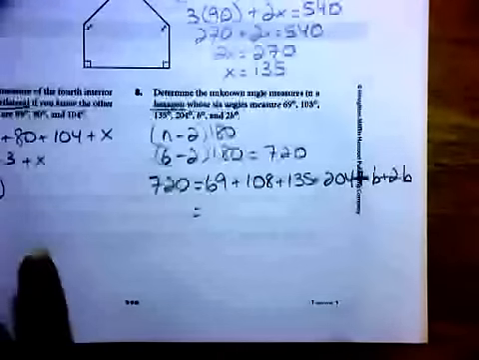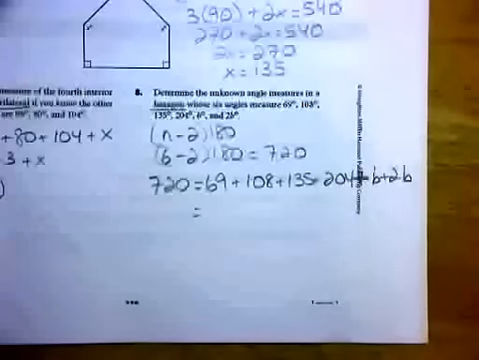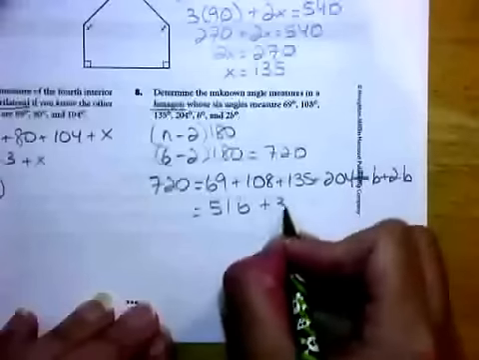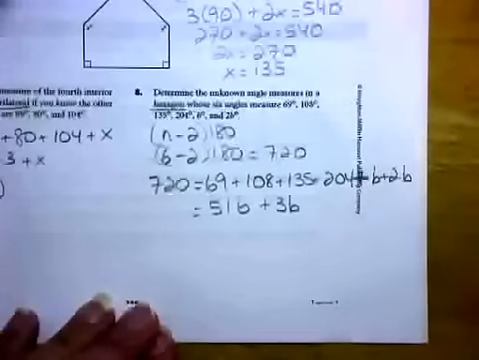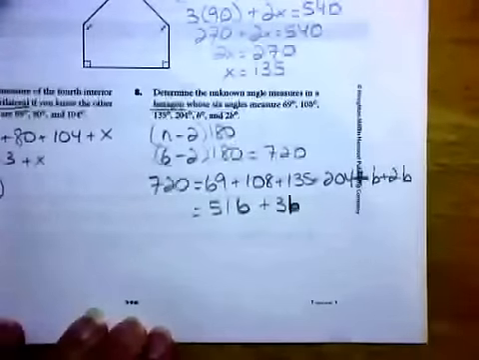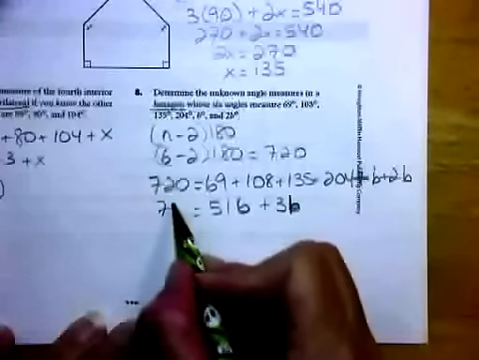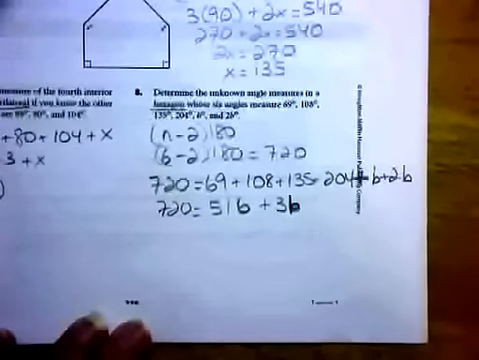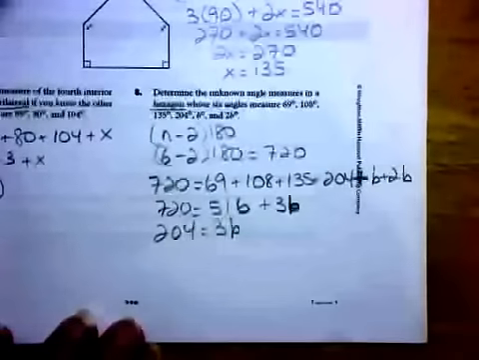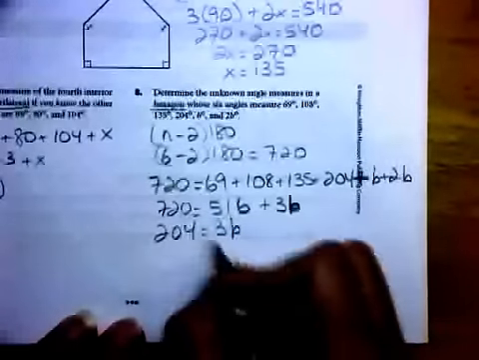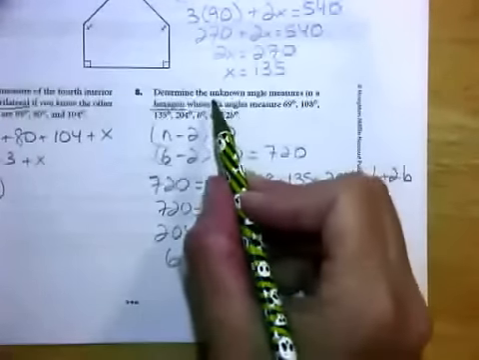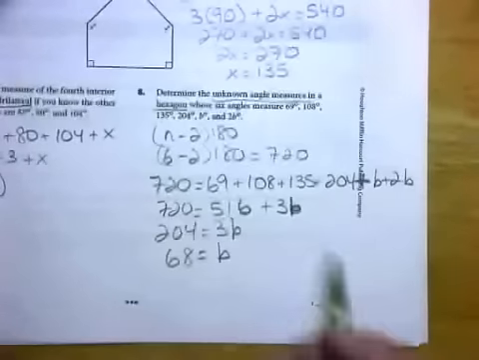We have 69 plus 108 plus 135 plus 204 is 516. I can combine these terms. That's 3b. This is a 6. This is the letter b. Subtract 516 from both sides, and I have 204 equal to 3b. Divide both sides by 3, and b equals 68. However, notice the instructions asked for the unknown angle measures.